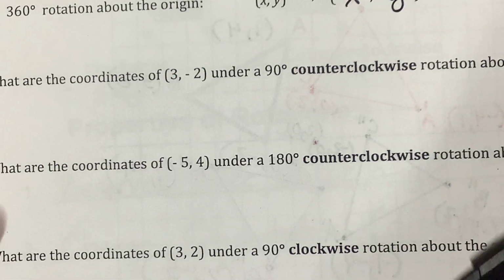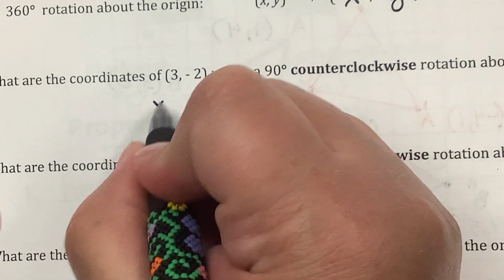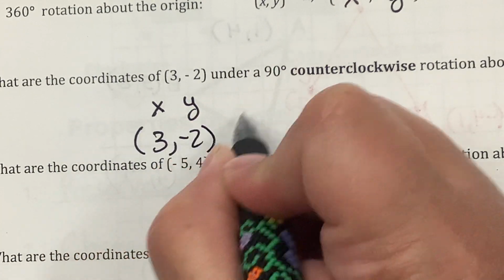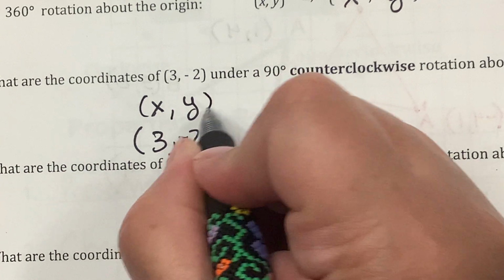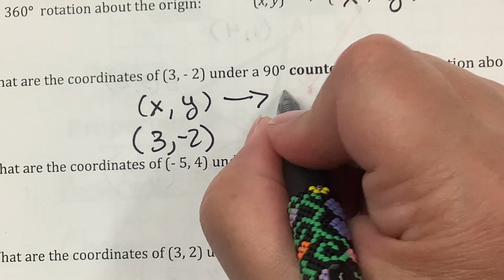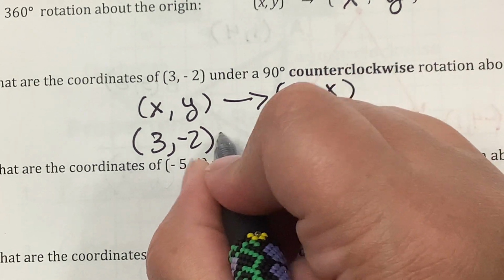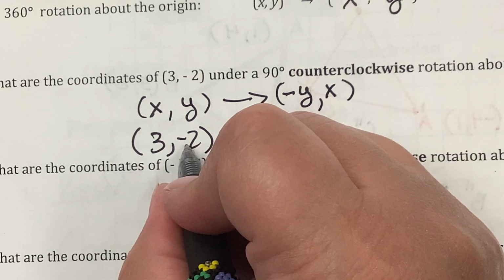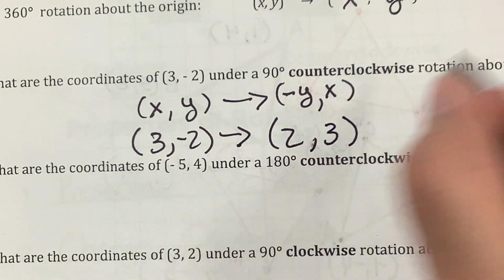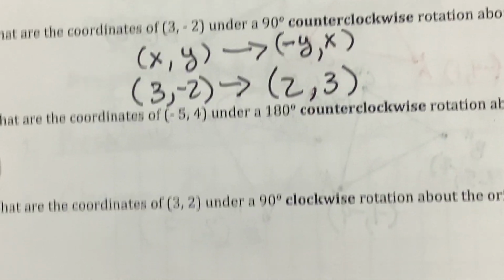So now, the fun questions. 3, -2. All right, so x and y are 3, -2. 90 degrees counterclockwise is going to be -y, x. So switch them and change that sign. So -2 becomes +2, and nothing happens to the x. So there's my new point right there, 2, 3.